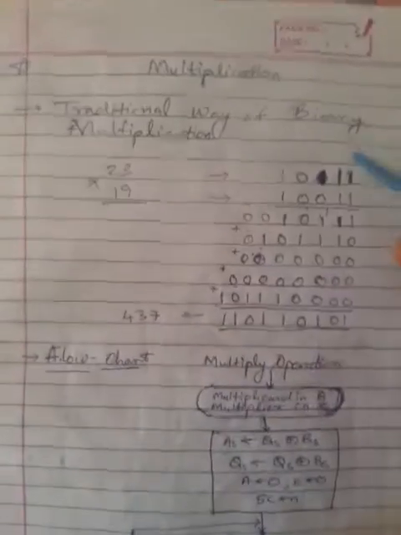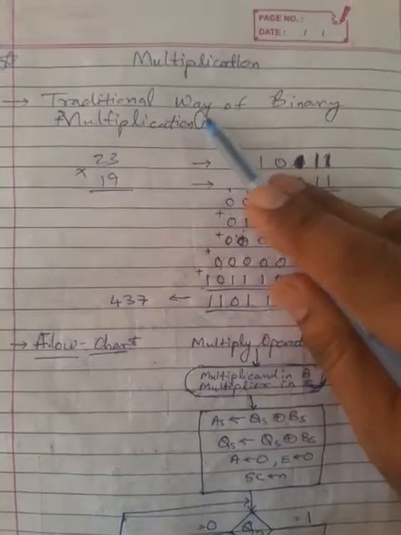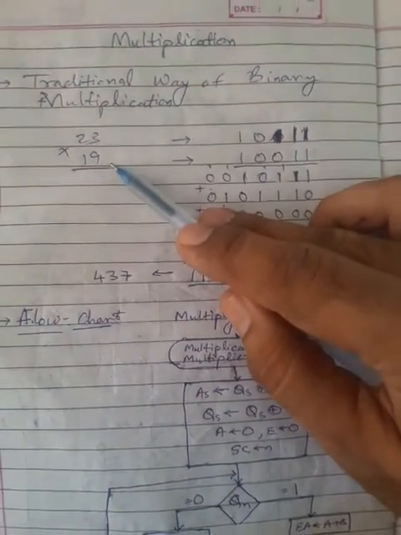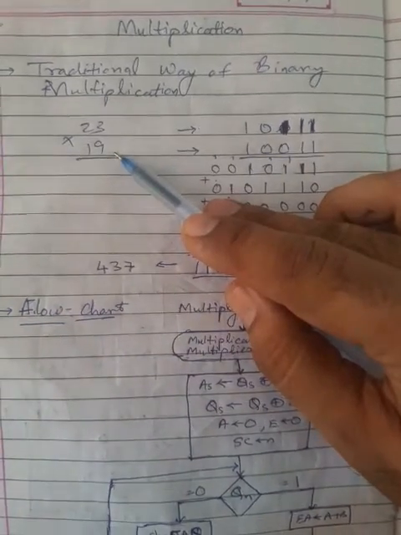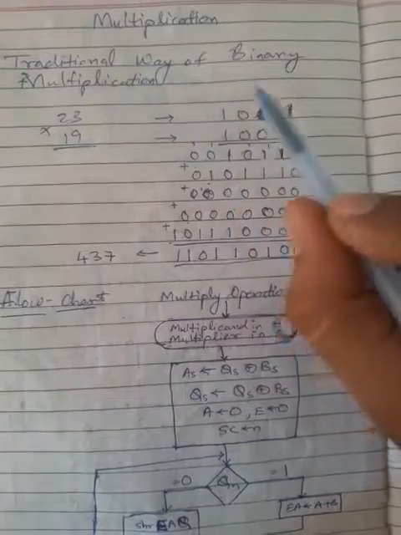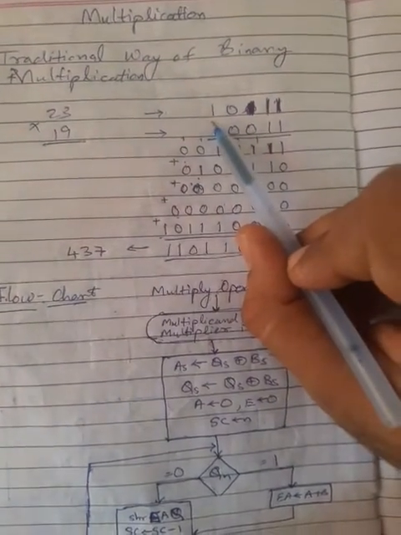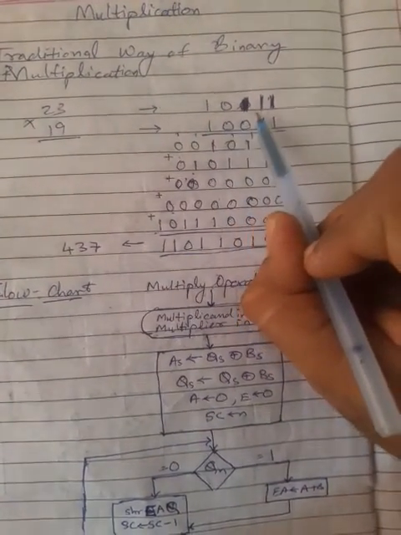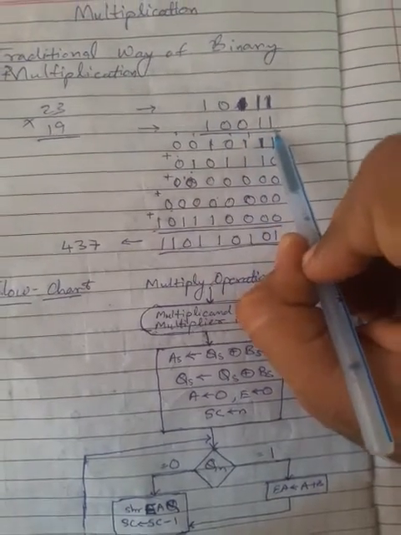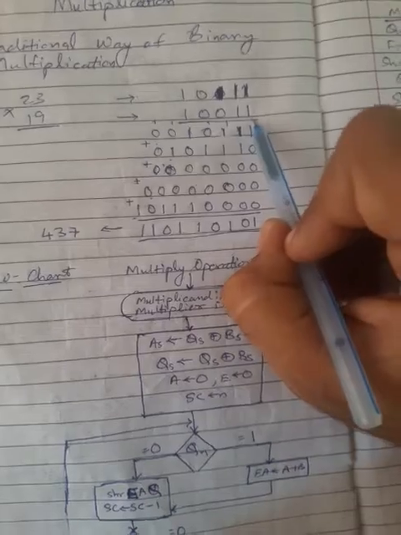Now the multiplication part we will see here. The traditional way of binary multiplication is this. If we want to multiply 23 and 19, what we do here is we put the binary number of 23, that is 10111, and 19 as 1000111.